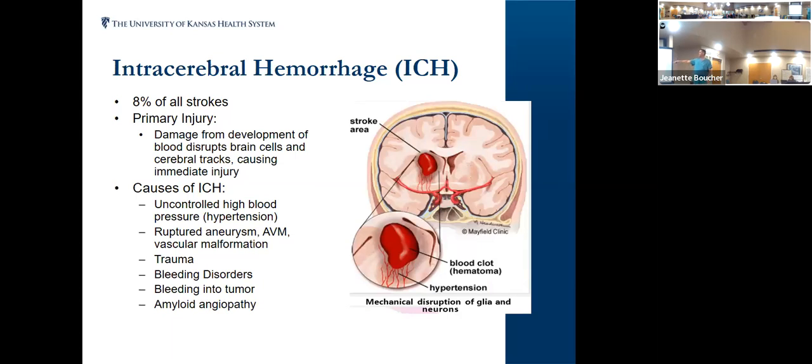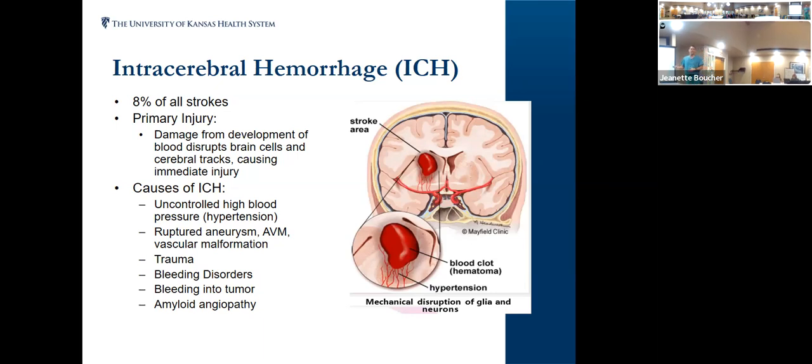On the intracerebral hemorrhage, sometimes it can be from trauma. Sometimes it can be from uncontrolled high blood pressure, which is probably the most common. Bleeding disorders, tumors sometimes can bleed. Another interesting one is a process that we typically see in the elderly. Once people get into their late 70s and into their 80s, they have this protein buildup on the tiny capillaries and the very tiny arteries inside your brain, which makes them more likely to bleed.